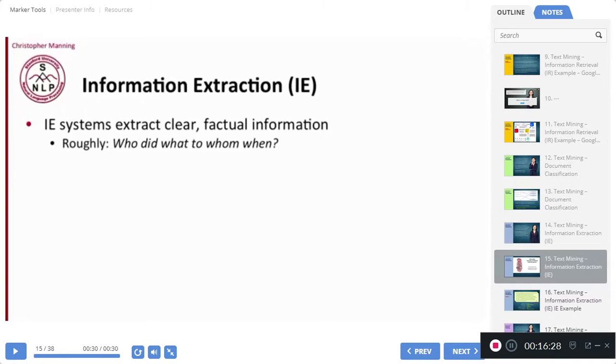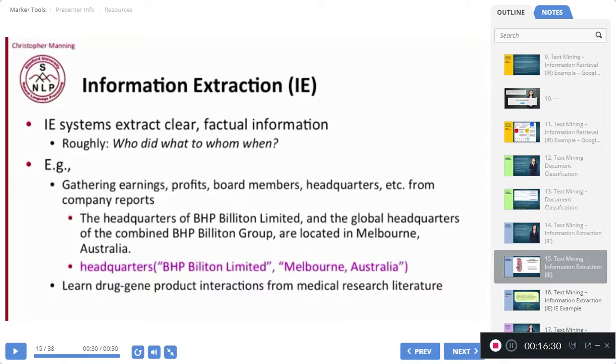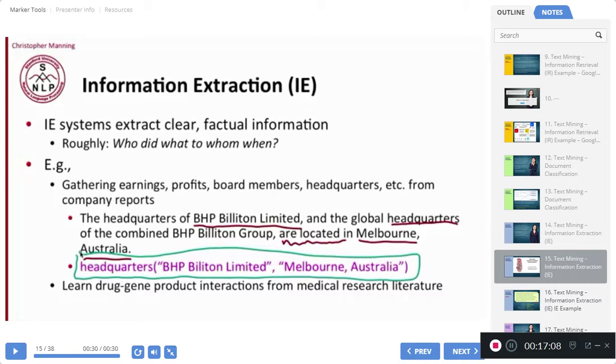So let's take a look at an example of that. Here are a couple of examples. One's gathering earnings, profits, board members, headquarters, any of this kind of factual information about companies from company reports. The idea is that the system can look through the text and see, okay, here's the name of a company, and then it's talking about its headquarters, and it says that the headquarters are located in, so that's kind of an indicator of a headquarters location, Melbourne, Australia. And what we're going to get out of that then is this relation, which you can think of as an instance of a database table.